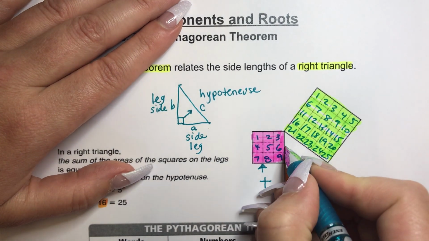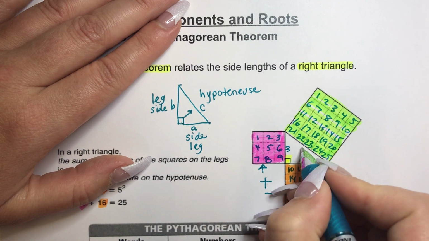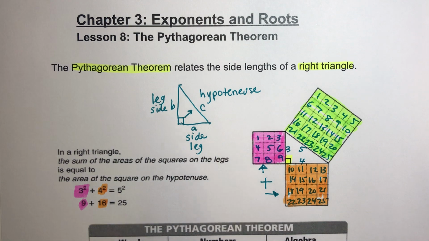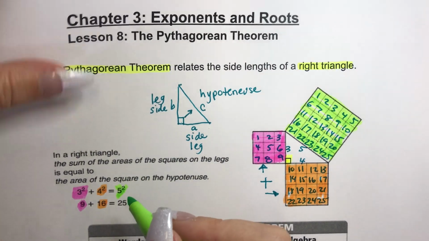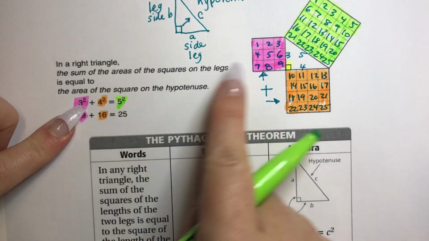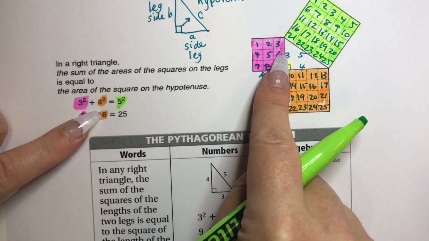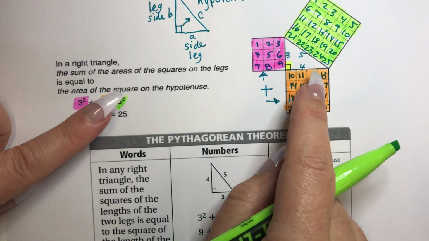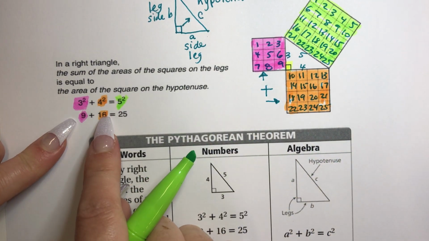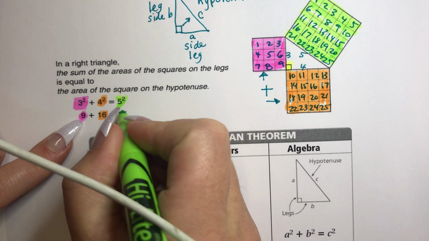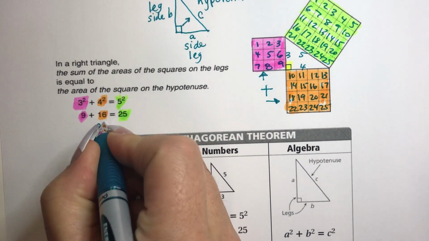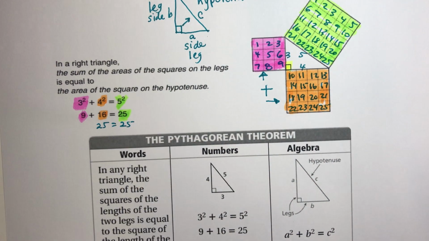So this was a length of 3, this was a length of 4, and this is a length of 5. The Pythagorean theorem states that if you take this side and square it, and add it to this leg and square it, that is the same thing as the hypotenuse squared. 3 squared is 9, 4 squared is 16, 5 squared is 25, and 9 plus 16 is 25. So it equals. Isn't that crazy? I just think that's the coolest thing.